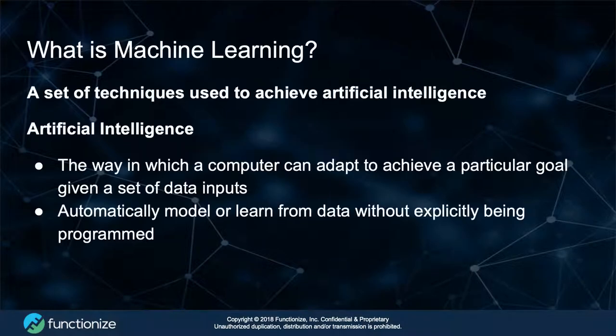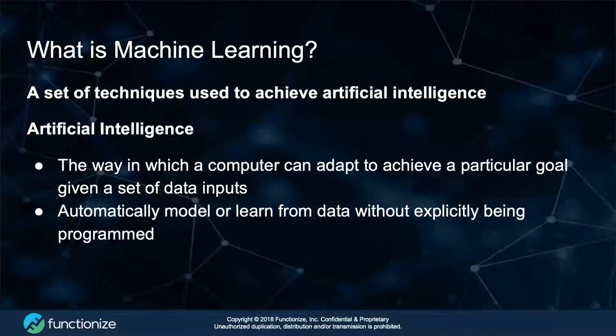Machine learning is a set of techniques used to achieve artificial intelligence. So it's actually a subset of artificial intelligence. Then what is artificial intelligence? Artificial intelligence is basically a way in which a computer can adapt to achieve a particular goal given a set of data inputs. So we're trying to build a system that can adapt and make decisions given the data inputs that it can see, like screenshot data, time series data, all kinds of data inputs. How can we use that data and make intelligent decisions? That's what we would consider artificial intelligence.